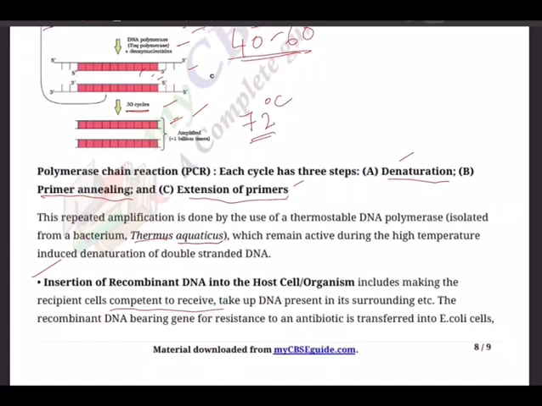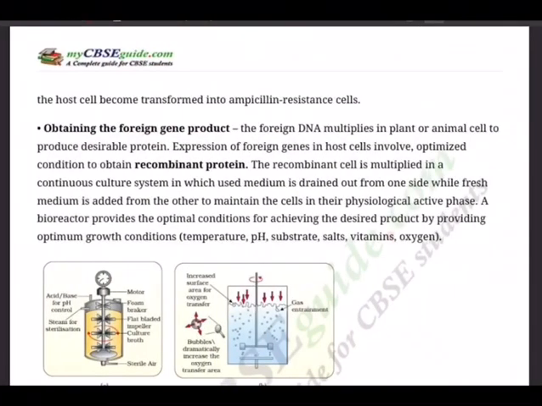So basically it includes making the recipient cells competent to take up DNA present in their surroundings. The recombinant DNA bearing the gene for resistance, this is of course the gene of interest, to an antibiotic is transferred into E. coli cells. The host cell becomes transformed into ampicillin resistant cells. And then we move to the last and most important step in the processes, obtaining the desirable gene product.